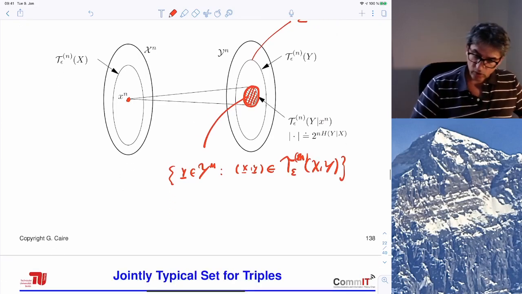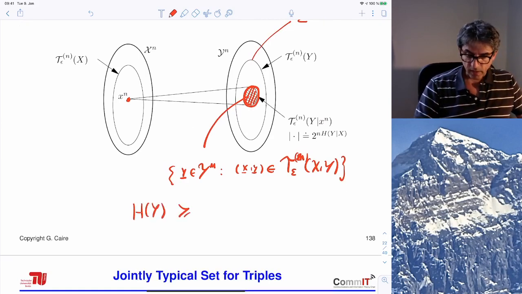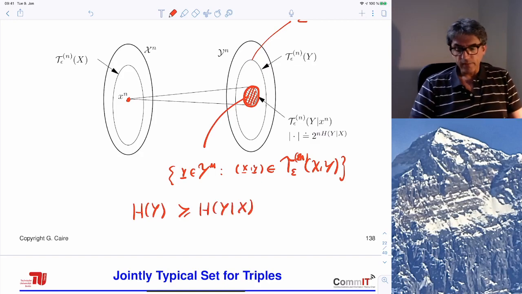And we also know that conditioning reduces entropy. So in general, this exponent is bigger than this exponent. So this is a subset. Okay? Good.